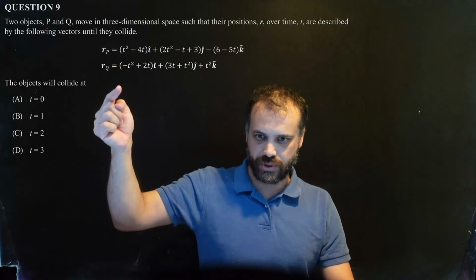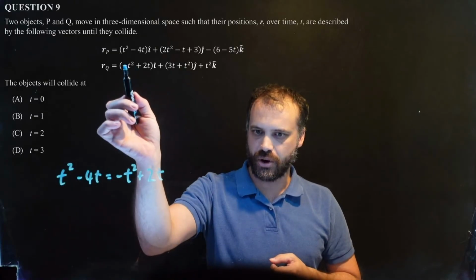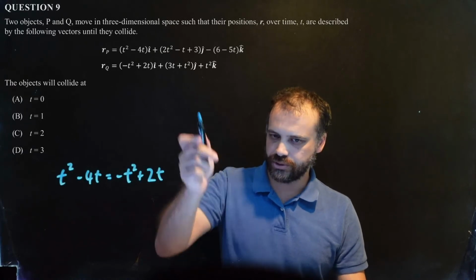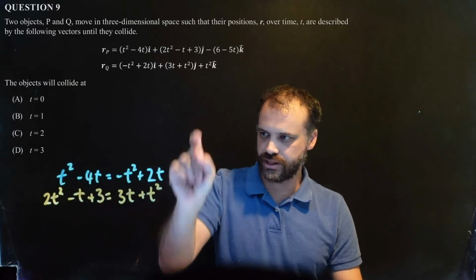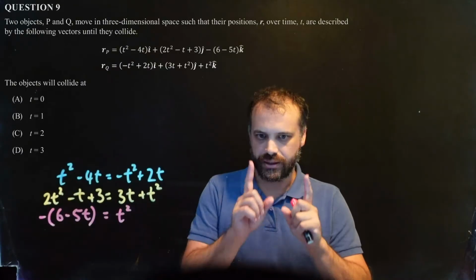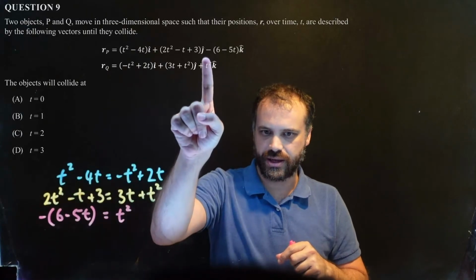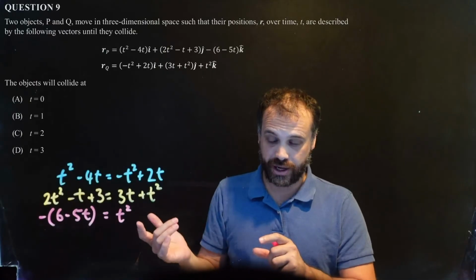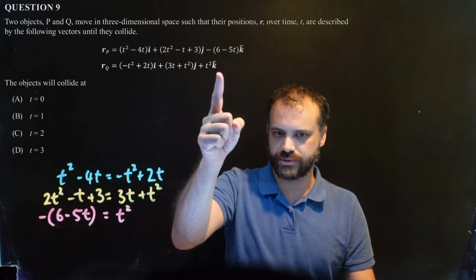So I'm going to write this one out. That's our first one, t squared minus 4t, minus t squared plus 2t. And we need to find out when they're equal. We also need to do the same for this one. Done. 2t squared minus t plus 3, and 3t plus t squared, and our last one. Need to be just a tiny bit careful here. Negative 6 minus 5t. You can see here, our k component is negative 6 minus 5t. You can instead expand the brackets and make it negative 6 plus 5t, but that's fine. Equals t squared.